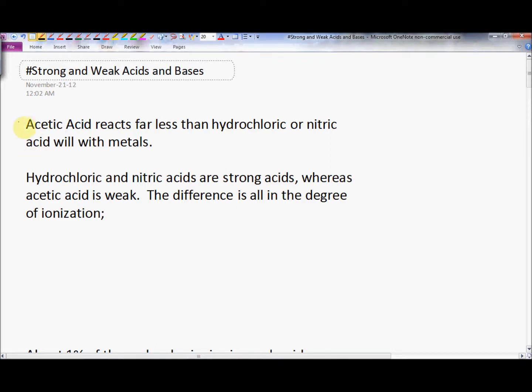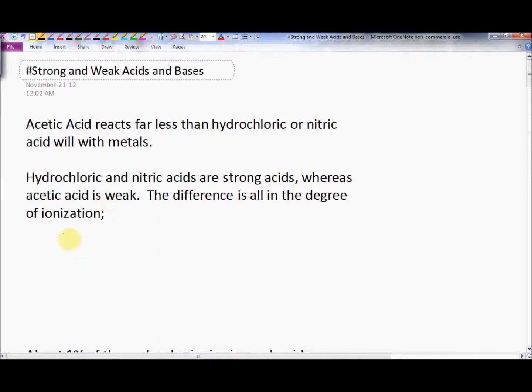If we were to compare acetic acid and hydrochloric or nitric acid as they're having a reaction with metal, what we'd find is that acetic acid doesn't react fully with the metal that it gets in contact with, whereas hydrochloric acid and nitric acid do react fully. And the reason for it is basically just because hydrochloric acid and nitric acid are strong acids. Acetic acid is known to be weak. The difference is the degree of ionization.